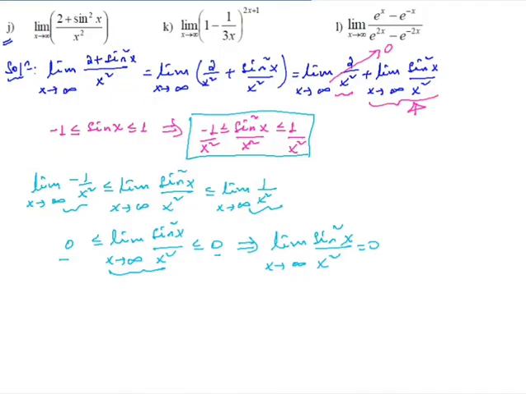Obviously this limit is 0, so this part is 0 plus this part is 0, so the limit of these two parts is 0 plus 0. Therefore, the limit of 2 plus sine square x over x squared as x approaches infinity will be 0. Okay, the limit of this expression is 0.